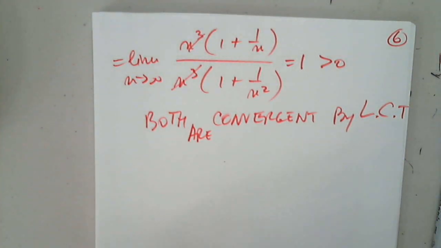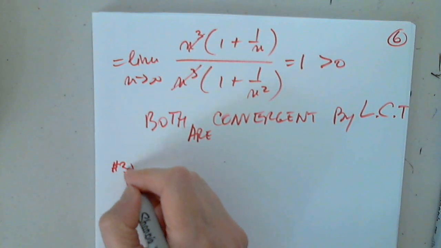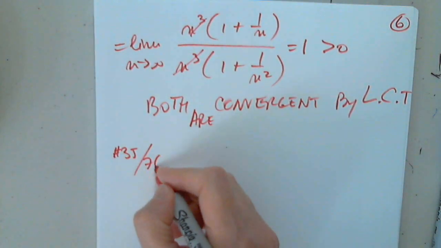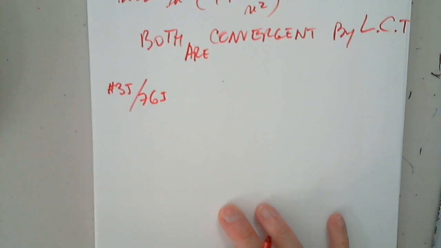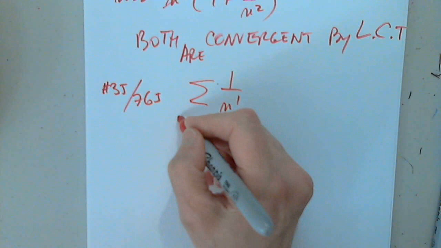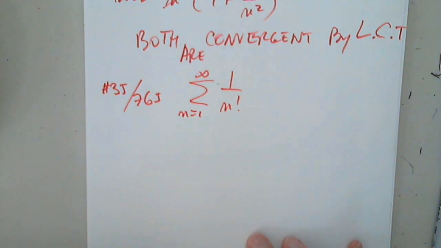Okay, we're continuing the comparison tests, the direct and the limit comparison test. And let's take a look at 35. Still, no, it's the next page, 765. And we have the sum from 1 over n factorial, n equals 1 to infinity.